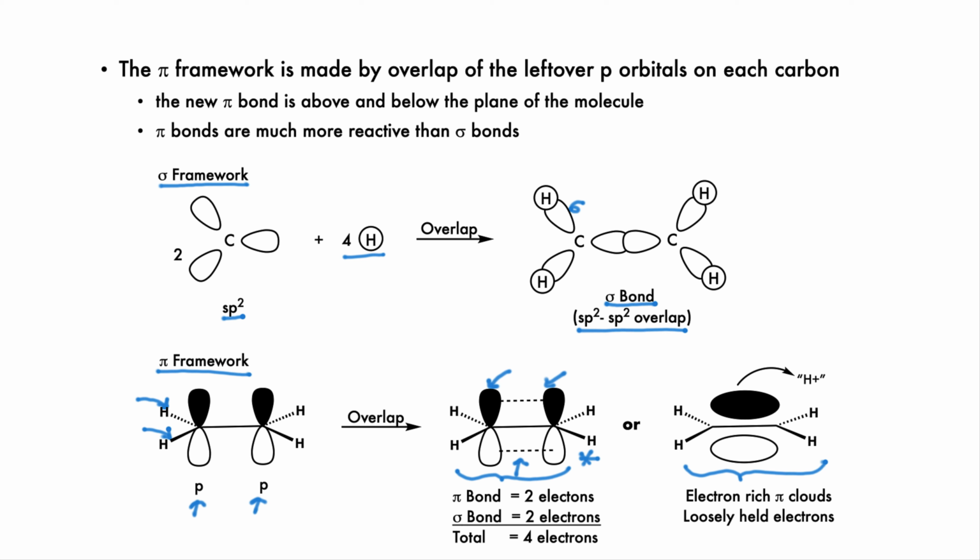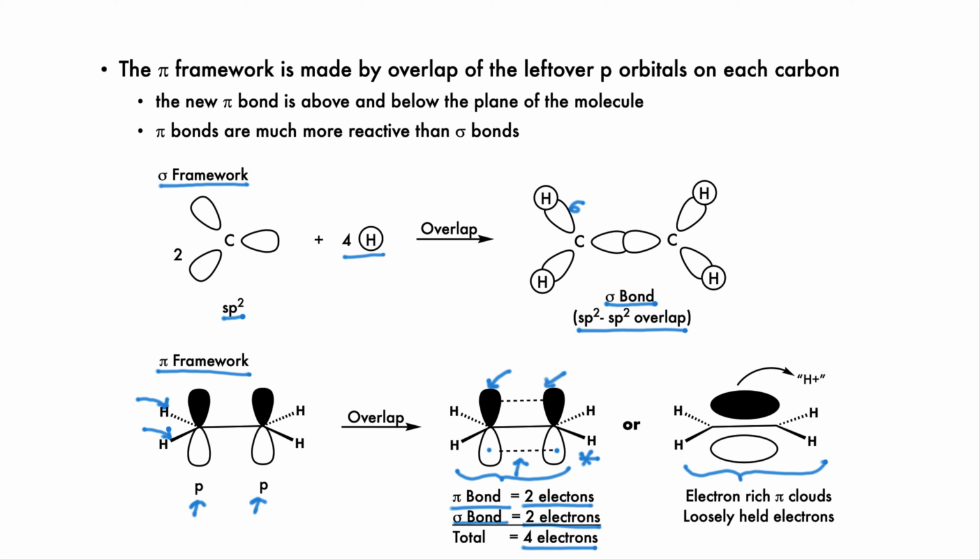Notice that the p orbitals must overlap with the same sign. The new pi molecular orbital also has opposite signs on each side, but this has nothing to do with where the electrons reside. The pi electrons reside equally well on the top or bottom. Overall, a double bond consists of 2 electrons in a sigma bond and 2 electrons in a pi bond for a total of 4 electrons.